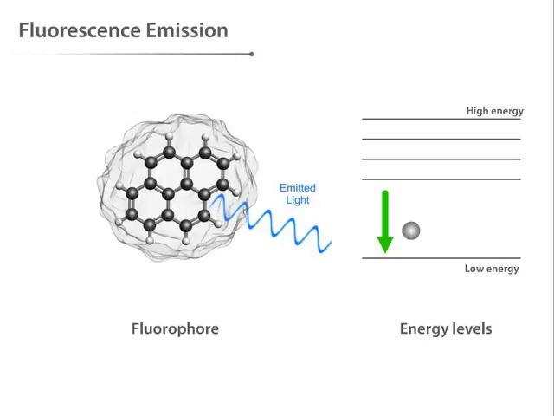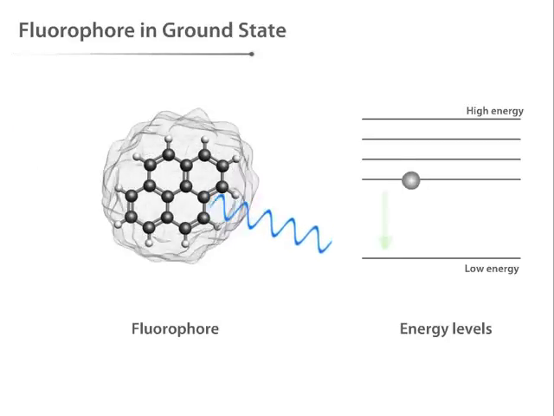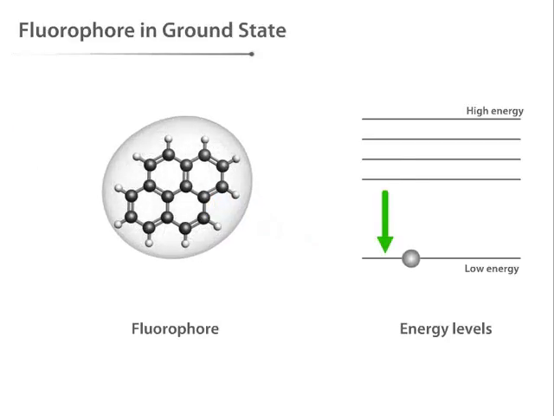The emitted light is of lower energy, and thus longer wavelength, than the absorbed light. This means that the color of the light that is emitted is different from the color of the light that has been absorbed. Emission of light returns the fluorophore to its ground state. The fluorophore can absorb light energy again and go through the entire process repeatedly.